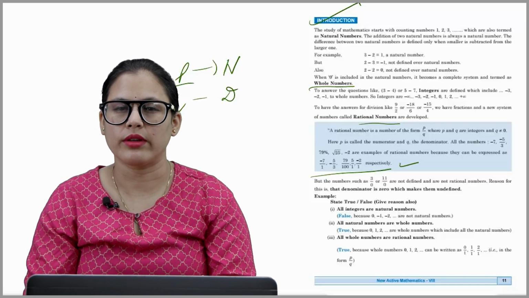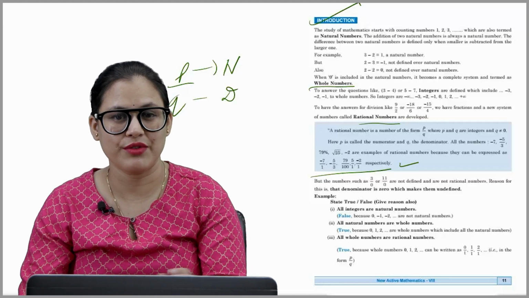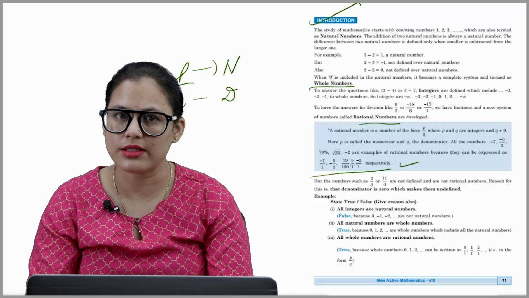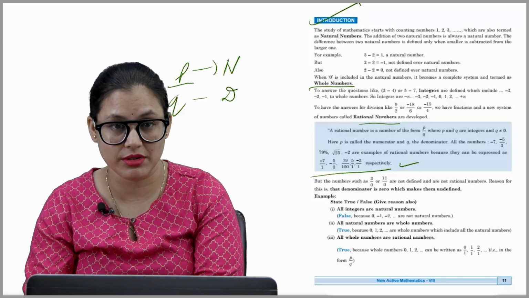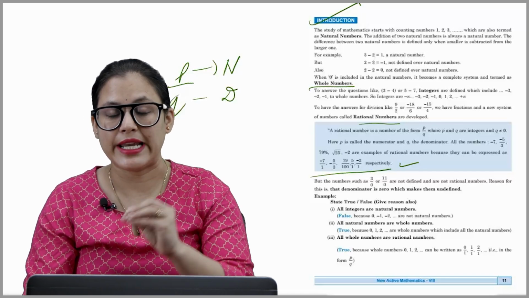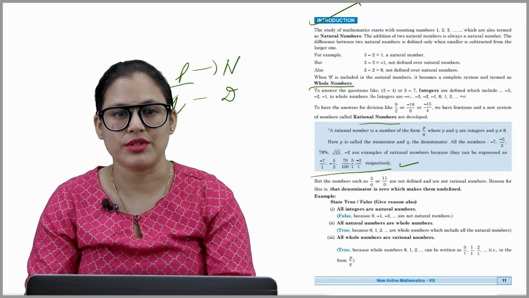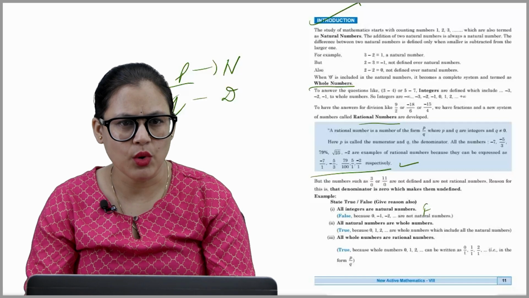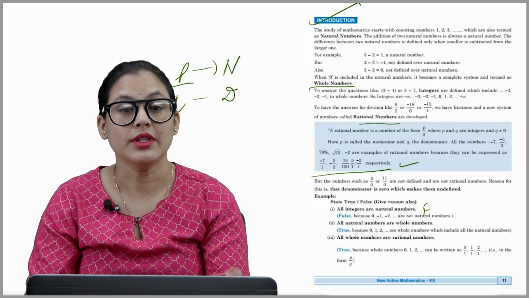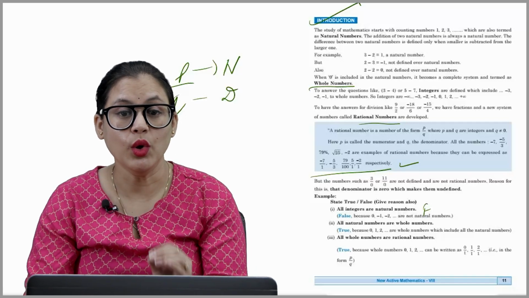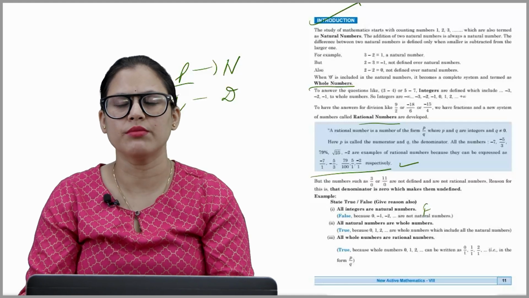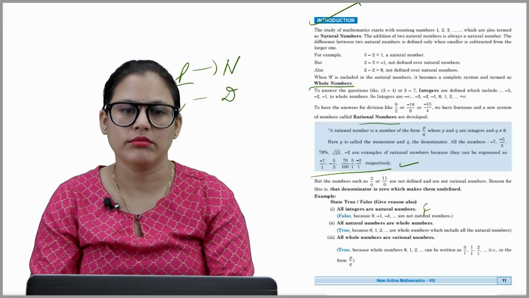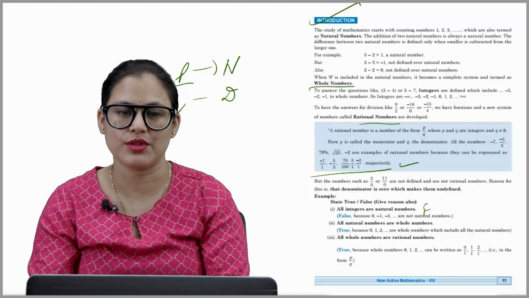Example: you have to state whether the statement is true or false, and you have to give the reason also. Number 1, all integers are natural numbers. False, because 0 is also included in integers and negative integers are also included in integers. So the answer is false. Number 2, all natural numbers are whole numbers. Of course. Number 3, all whole numbers are rational numbers. True, because whole numbers, that is 0, 1, 2, can be written as 0 by 1, 1 by 1, 2 by 1. Okay, that is in the form of p by q. So this is also true.